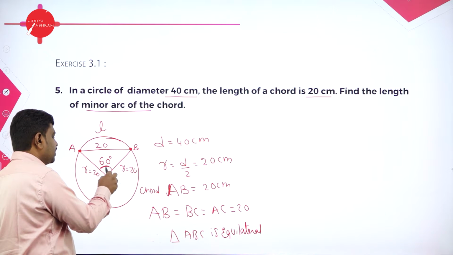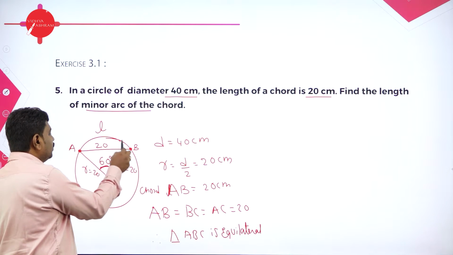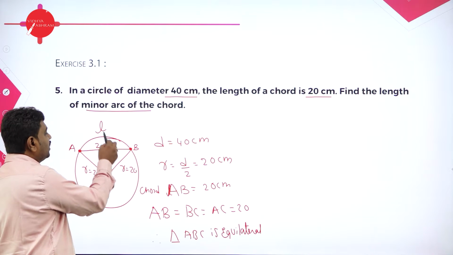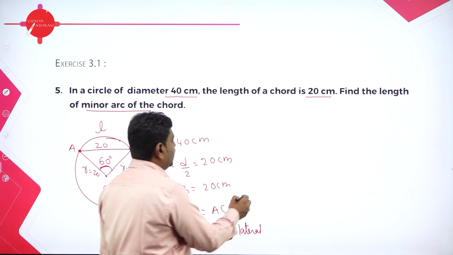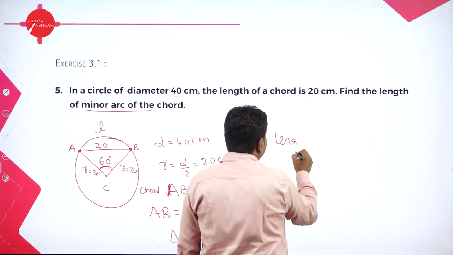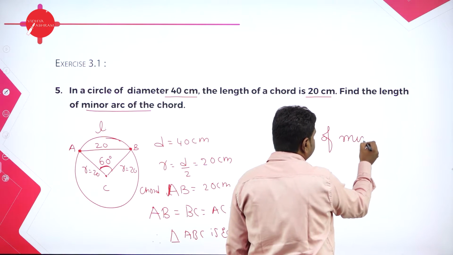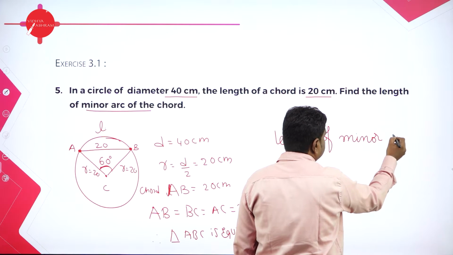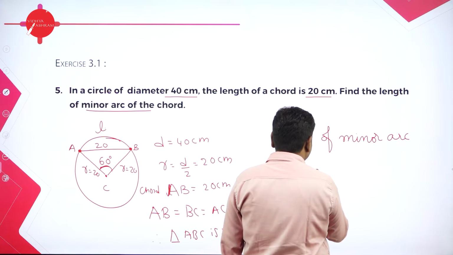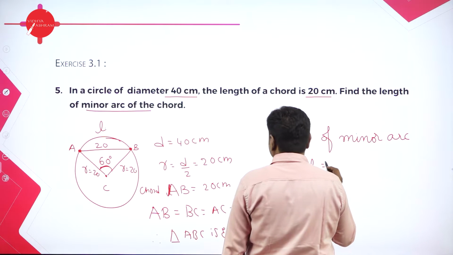But I want the angle subtended by the arc. So now they want the length of the minor arc. Here the minor arc is L. So from the diagram, the length of the minor arc L is equal to r theta.